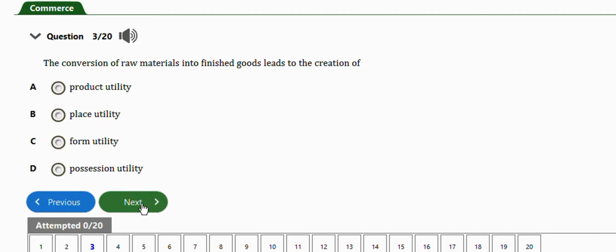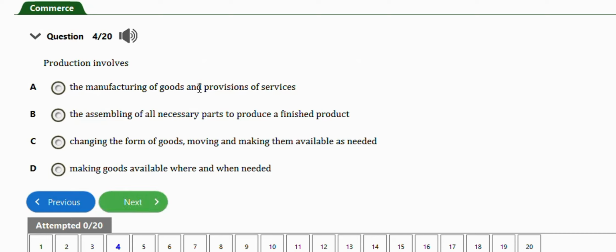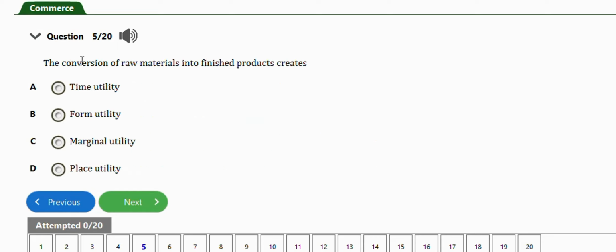Next question. Production involves the manufacturing of goods and provision of services, the assembly of all necessary parts to produce the finished goods, changing the form of goods, moving and making them available as needed, making goods available where and when needed. The right answer is option C: changing the form of goods, moving and making them available as needed. Next question: the conversion of raw material into finished goods creates form utility. Option B is the right answer here.